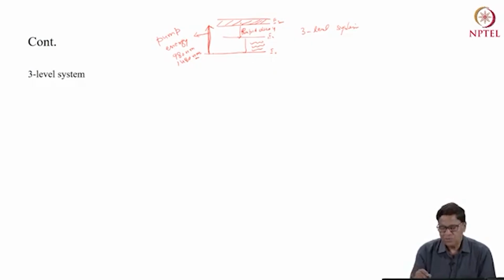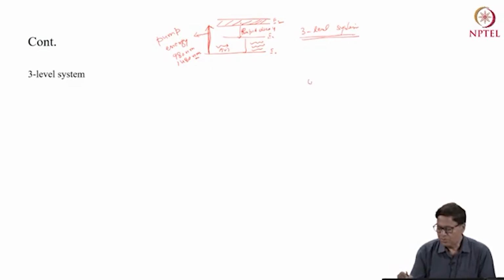So by using pump energy, you are shifting the electrons from the ground state to a high energy state, and they stay there for a very small time. So there is a rapid decay to the lower energy state, that is E1, and from E1 to E0 there is an emission of light, and this is your input signal, rho nu. So it will force all those electrons which are in the E1 state to fall down to E0 and then emit more photons. So this is basically a 3-level system.